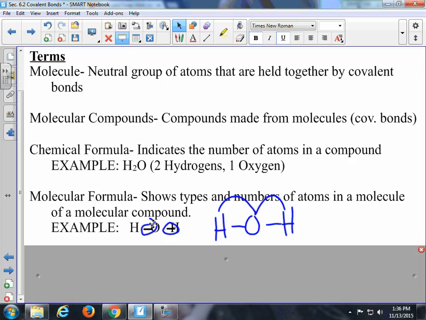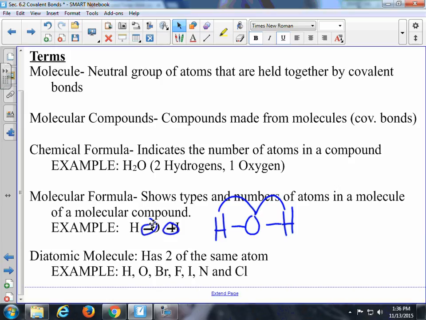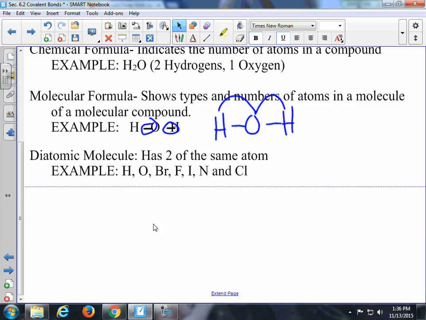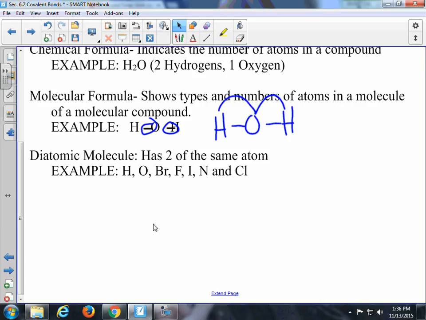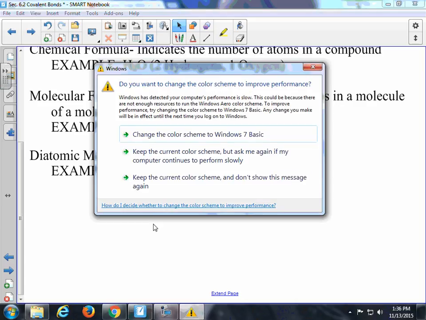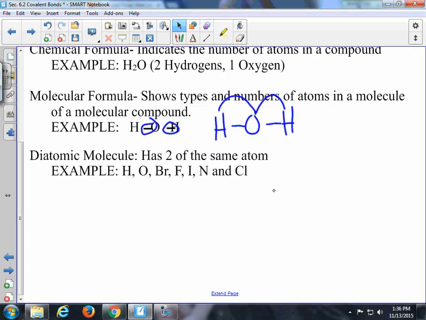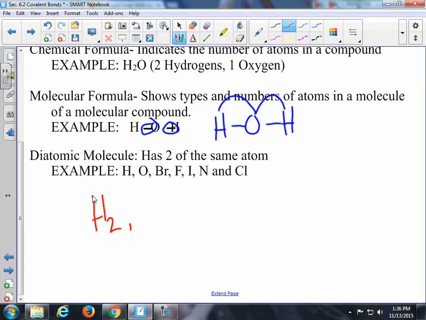The last word that we have to talk about is new to our vocabulary, and it's going to come up quite a bit: diatomic molecules. These are elements that when they exist have to exist as compounds. What do I mean by that? Hydrogen gas, when you breathe in hydrogen gas, you're not breathing in hydrogen, you're breathing in H2. When you breathe in oxygen, which is a gas that you breathe in all the time, you're not breathing in oxygen, you're breathing in O2.